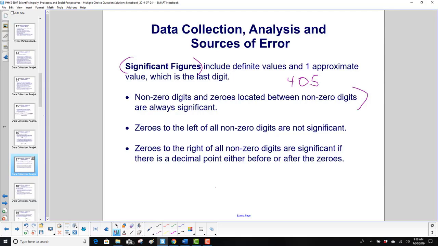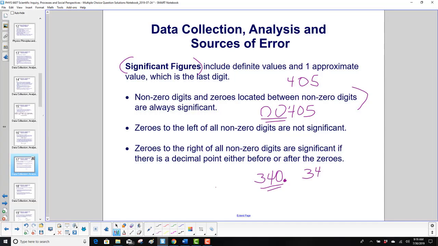Zeros to the left of all non-zero digits are not significant. So if you have a number like this, these are not significant. Zeros to the right of all non-zero digits are significant if there is a decimal point either before or after the zeros. So if you have something like this, 0 will be significant if you have a decimal here, even if you don't have anything after that. You very rarely see that, but that would show that you have 3 significant figures.